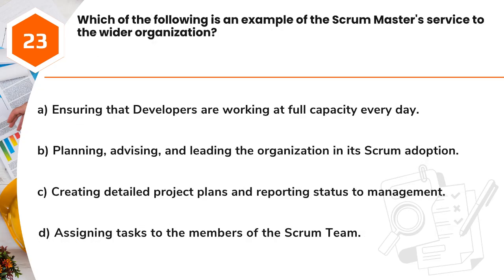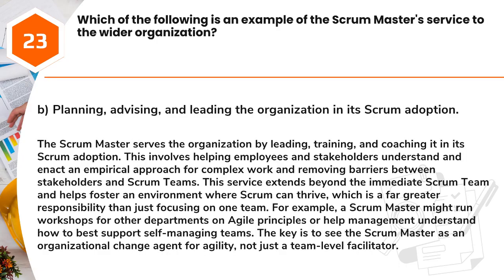Question 23. Which of the following is an example of the Scrum Master's service to the wider organization? A. Ensuring that developers are working at full capacity every day. B. Planning, advising, and leading the organization in its Scrum adoption. C. Creating detailed project plans and reporting status to management. D. Assigning tasks to the members of the Scrum team. Answer. B. Planning, advising, and leading the organization in its Scrum adoption.